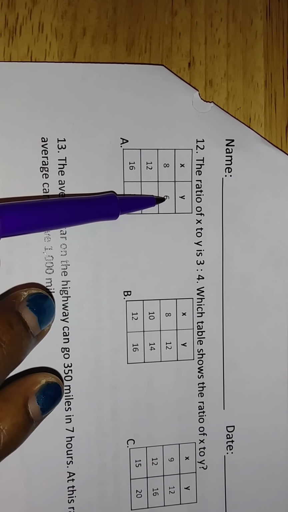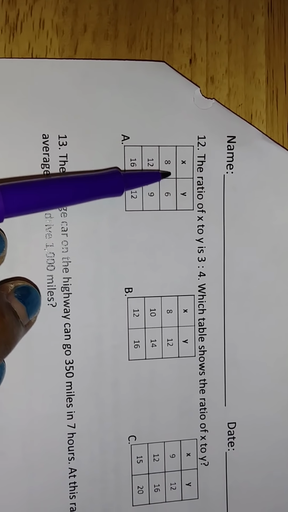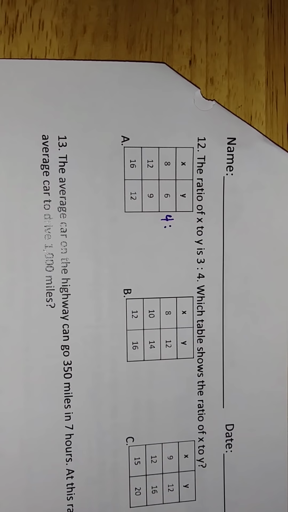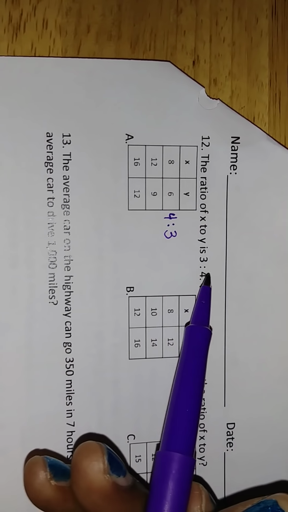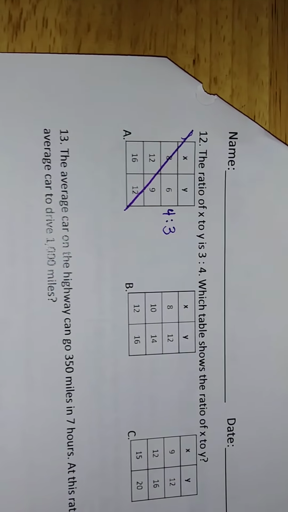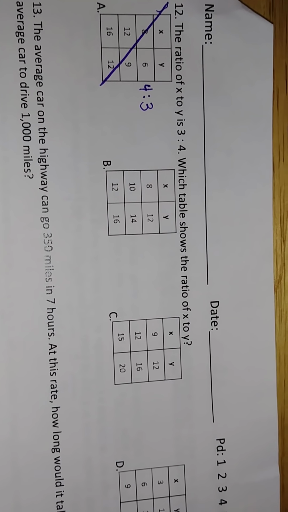What's a common factor between 6 and 8? It's 2. How many 2's do I get out of 8? I get 4. How many 2's do I get out of 6? I get 3. Is that a 3 to 4 ratio? No, it's a 4 to 3. So I don't need to use A. Let's go to my next one.